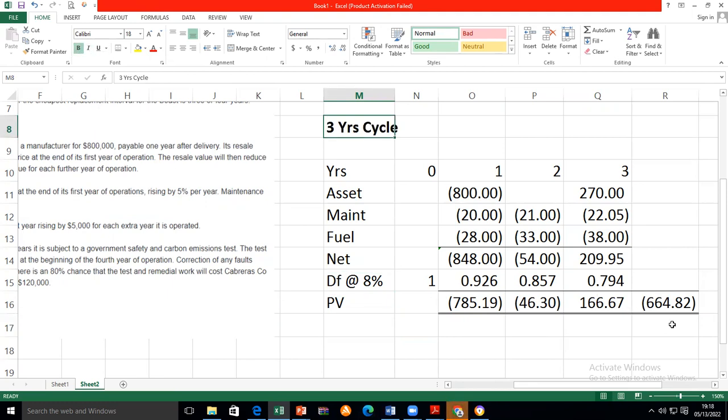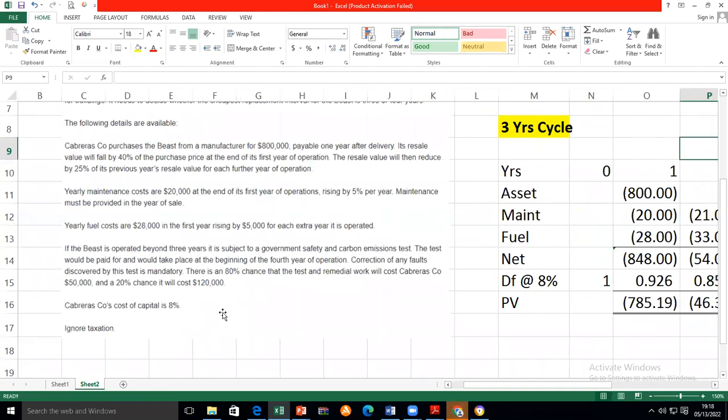Okay, so this is the total cost if we decide to run the vehicle for how long, people? For 3 years. Good. Now, the other possibility is running for 4 years. When running for 4 years, what are the issues that will arise?